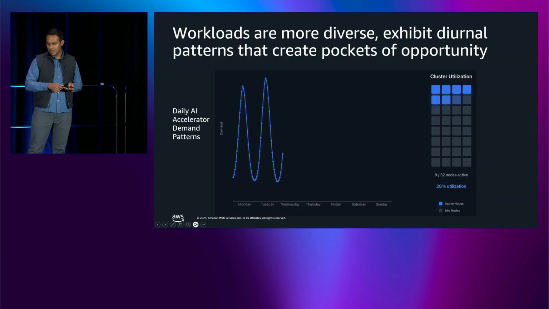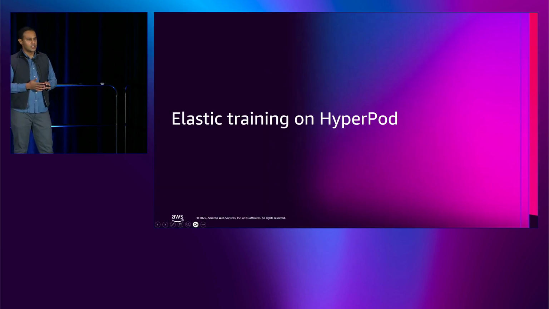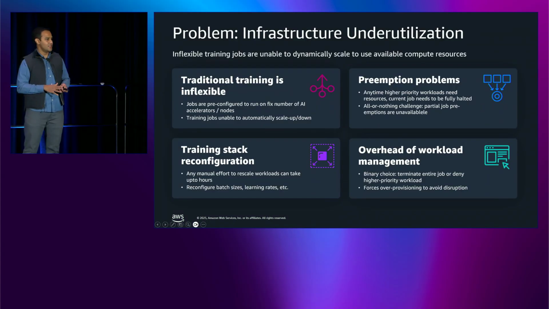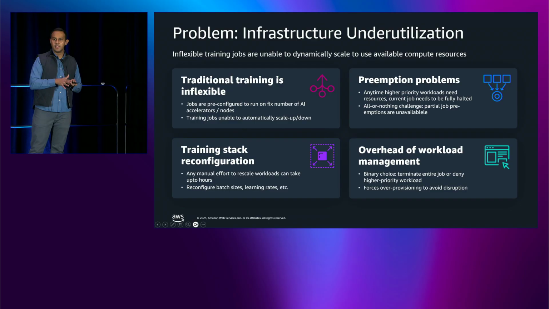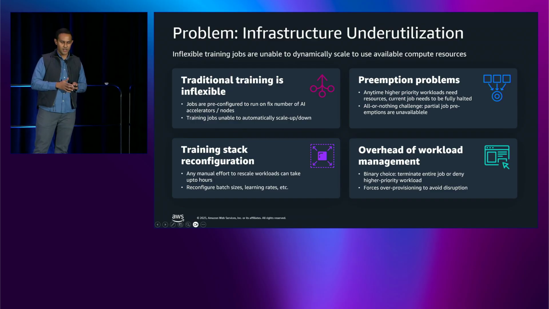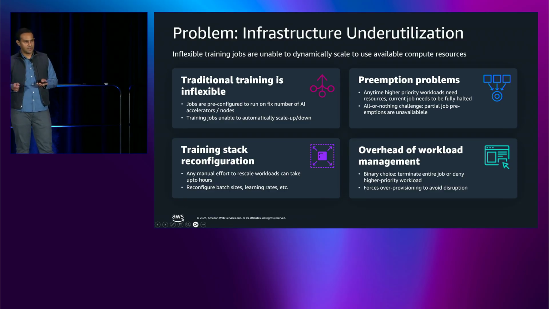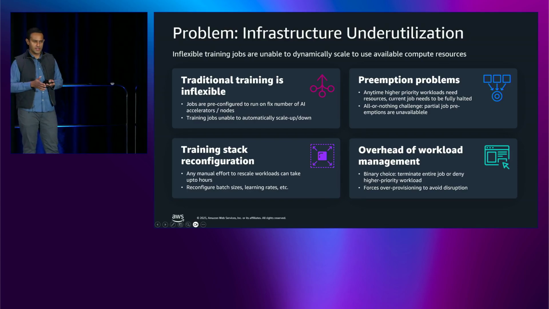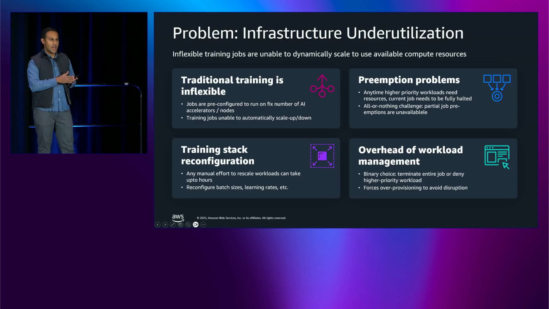So with that background, let's talk about the first feature that we've launched. It's called Elastic Training on Amazon SageMaker HyperPod. So the fundamental challenge that we're solving with Elastic Training is this problem of infrastructure underutilization. And going back to that previous graph where we saw diurnal cluster utilization patterns, we wanted to think about ways to optimize cluster utilization. And the fundamental challenge that we have today is that training workloads are fixed in the sense that once you kick off a training job, you have the same number of nodes and the same number of accelerators that participate in this job from start to finish.